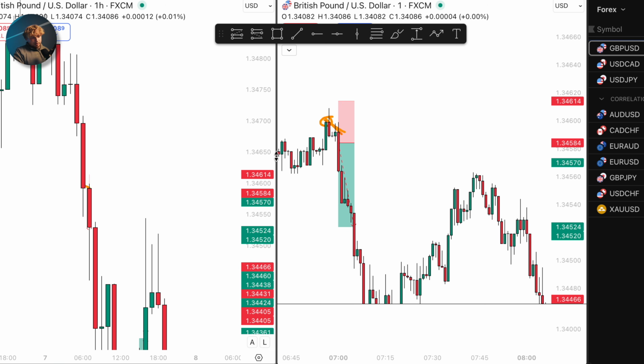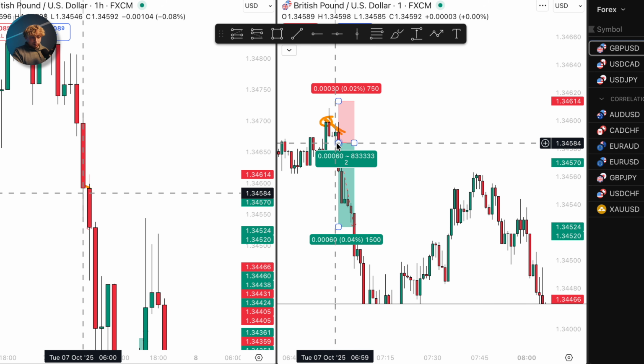Now one thing that's important to me is the current hourly candle that we are trading is in the same direction as our entry. So obviously we're looking for sells based off the previous hourly candle.